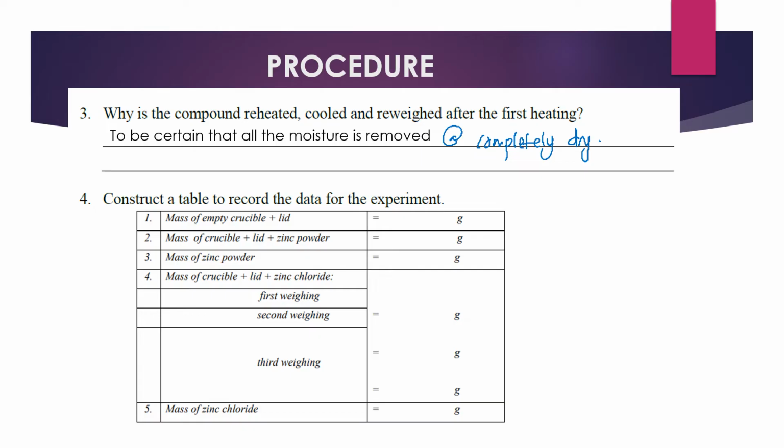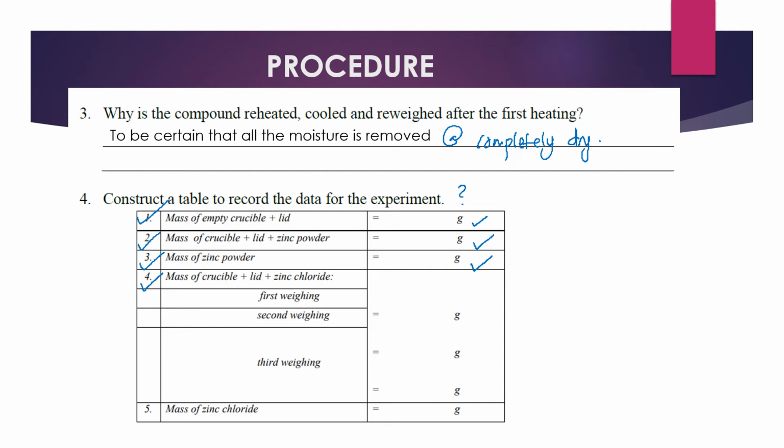Question number 4. Construct a table to record the data for the experiment. So, how do you construct the data table? You must have 5 rows. The first row, you must write mass of empty crucible plus lid in unit gram. The second row, you must write mass of crucible plus lid plus zinc powder also in unit gram. Third row, you must write mass of zinc powder, unit gram also.